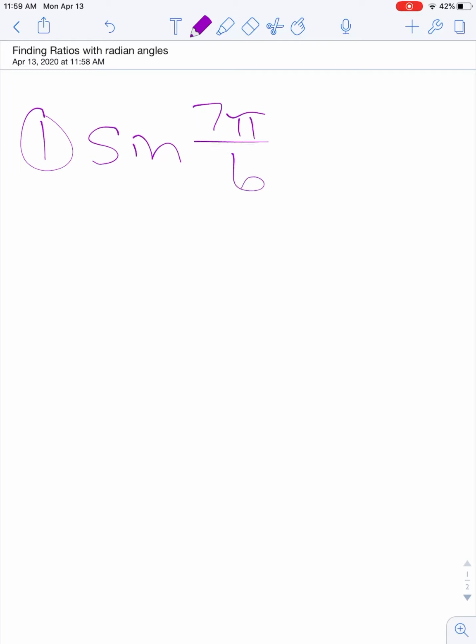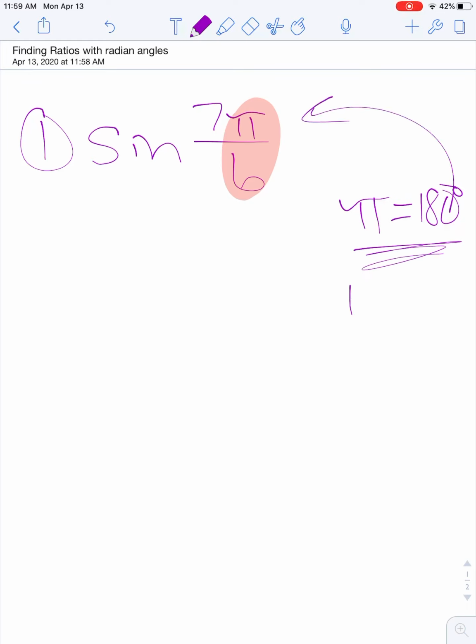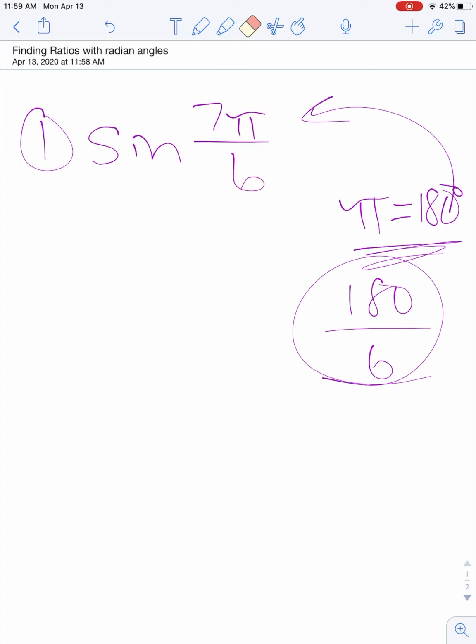The key here is I do not want you to convert this to degrees. I want you to look at this and immediately see pi over 6 and say, okay, pi over 6 is 30 degrees. Remember, if you can't remember, keep in mind pi is 180. So if you put 180 in for pi, 180 over 6 is 30 degrees. So I just want you to think reference angle is 30. Then you go to the 7 to figure out the quadrant.